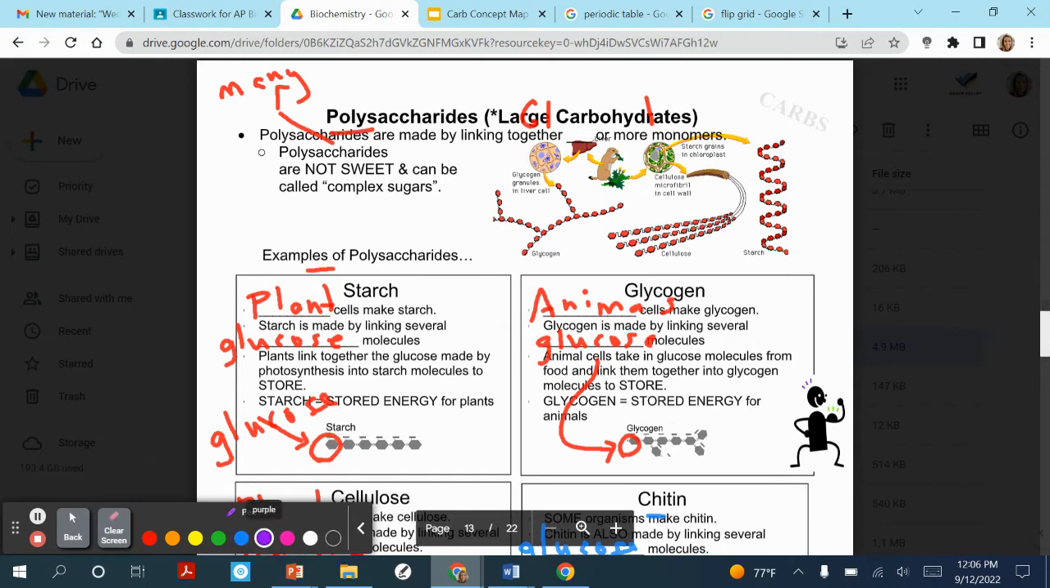So one thing I want to point out is starch, glycogen, cellulose, chitin. If you taste them, they will not taste sweet because those are complex sugars. Even though they're all made of glucose, when you string the glucose together into a big molecule, it will not taste sweet. So we call those sugars or complex carbs.